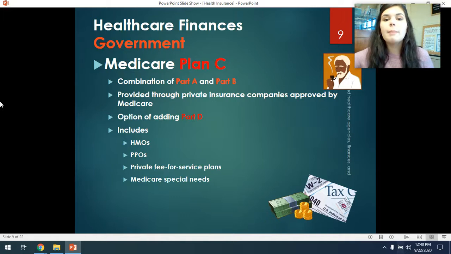Medicare Plan C is the combination of Plan A and Plan B. You do have the option to only have Plan B. If you were in pretty good health and you didn't think you were going to be admitted to a hospital anytime soon, you may only opt for Plan B. However, for most people over the age of 65, they do have some type of health problems, and maybe they think they would like to have coverage for Plan A and B, and that's when you would get Plan C. This is provided through some private insurance companies which are approved by Medicare, and you have the option of adding on Plan D to your Plan C. And this includes things like HMOs and PPOs, which we'll talk about in a little while, as well as private fee-for-service plans and Medicare special needs programs.